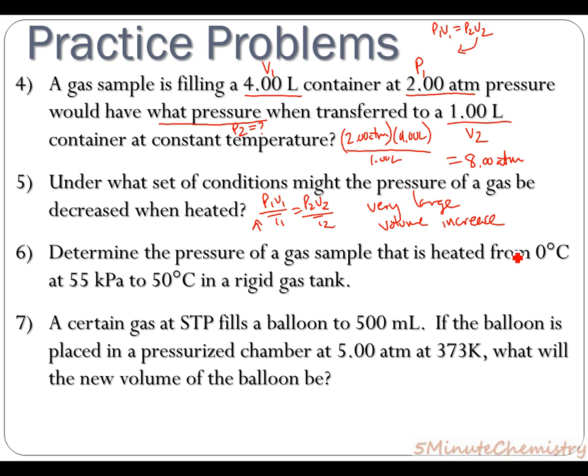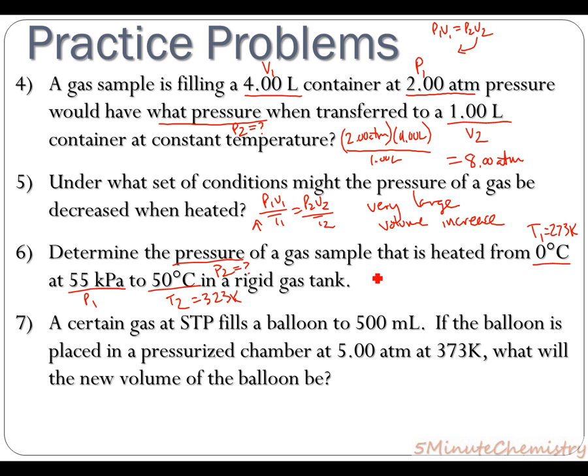Determine the pressure of a gas sample that is heated from 0 Celsius at 55 kilopascals to 50 Celsius in a rigid gas tank. So we want to know what is the pressure, so P2 is what? When a gas sample is heated from 0 to 50, so this has to be T1 and T2. So it's 0 Celsius at 55 kilopascals. So related to T1 will be 55 kilopascals, that is P1. Now before we work this problem, we have to remember all temperatures must be in kelvins. So 0 Celsius becomes 273 Kelvin. 50 Celsius becomes 323 kelvins.